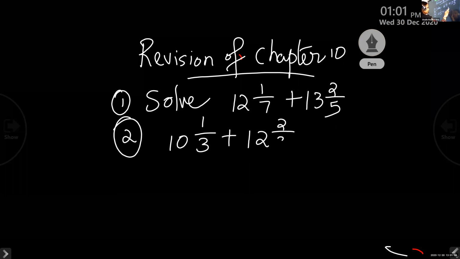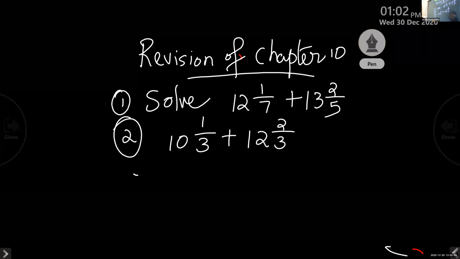Ma'am, we should write this in the rough book, right? This is mixed fraction now. So what do you have to do? First make into improper fraction. So first one is 12 and 1 by 7 plus 13 and 2 by 5. Second one, 10 and 1 by 3 plus 12 and 2 by 3.